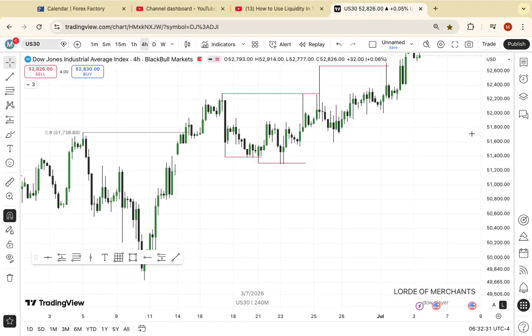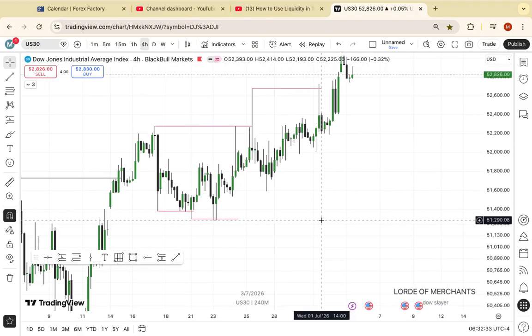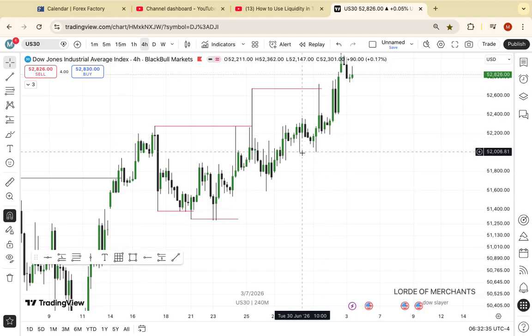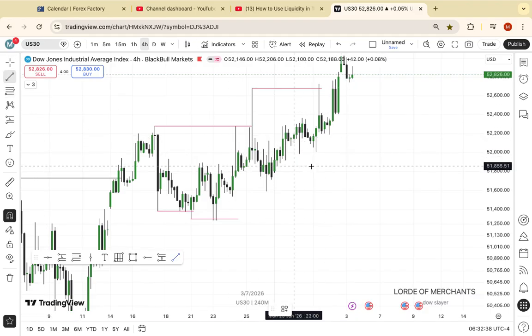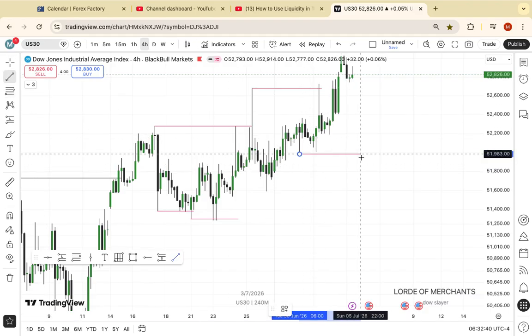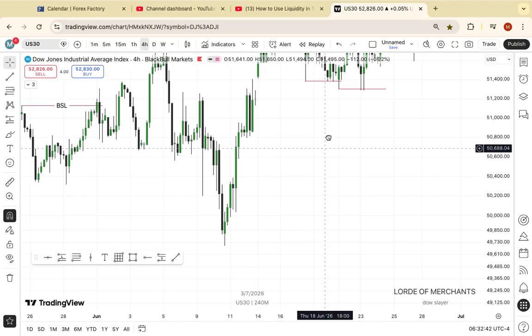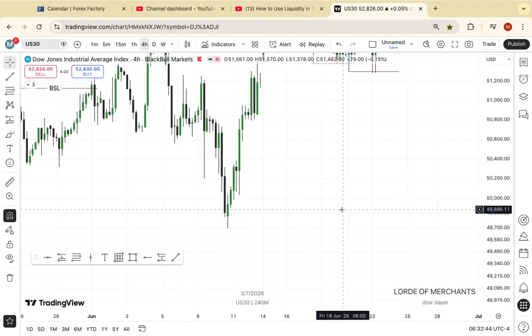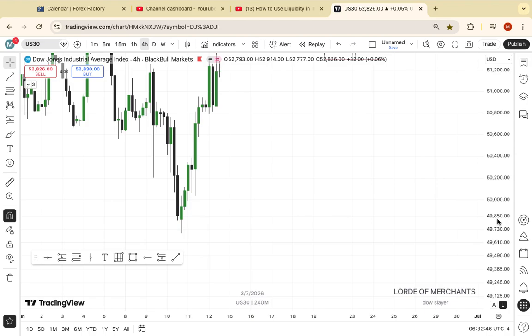We also have small liquidity on the sell side. Let's say here, this one is actually equal lows. These are very strong liquidities. We also have some. Let me show you another type of liquidity.